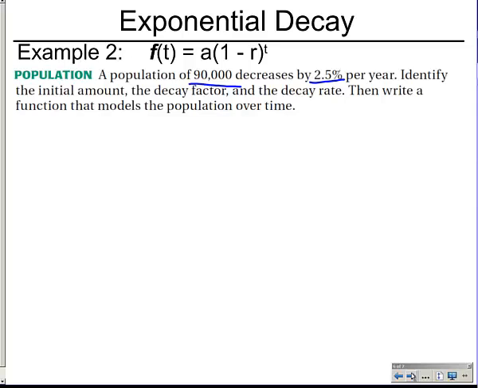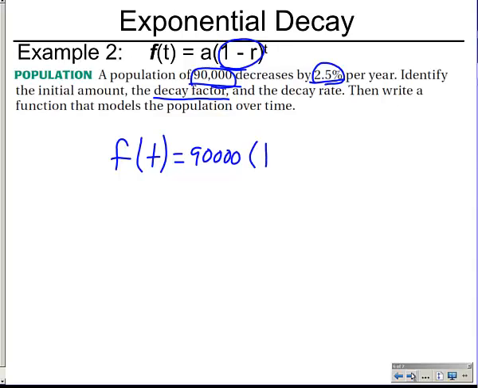But our decay factor, how much it's going down by, or what we're going to raise to the exponent, is always 1 minus the decay rate. So it's a composite. Decay factor is a composite value. This calculation right here is the decay factor, but the decay rate, R, is this number here. So let's go ahead and write the function for this. So f of t is going to equal the initial value, which is A, 90,000, times 1 minus.